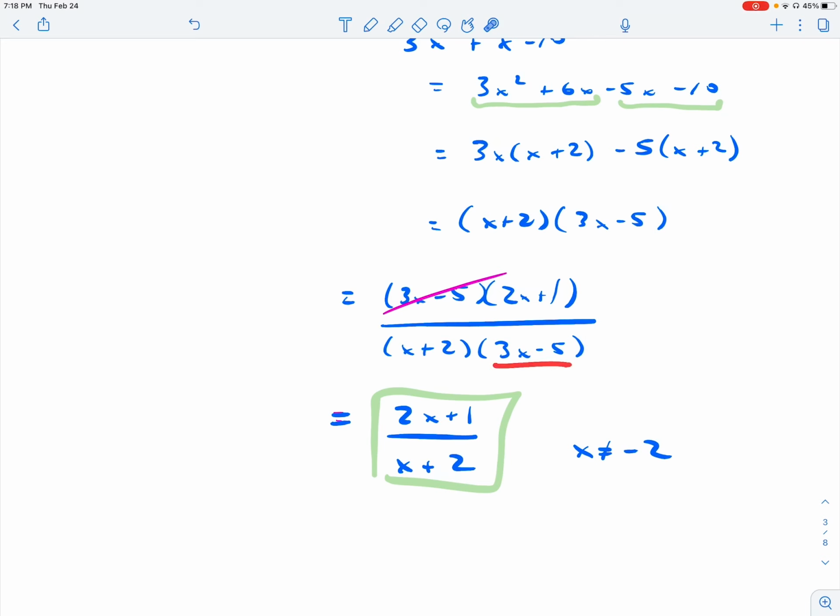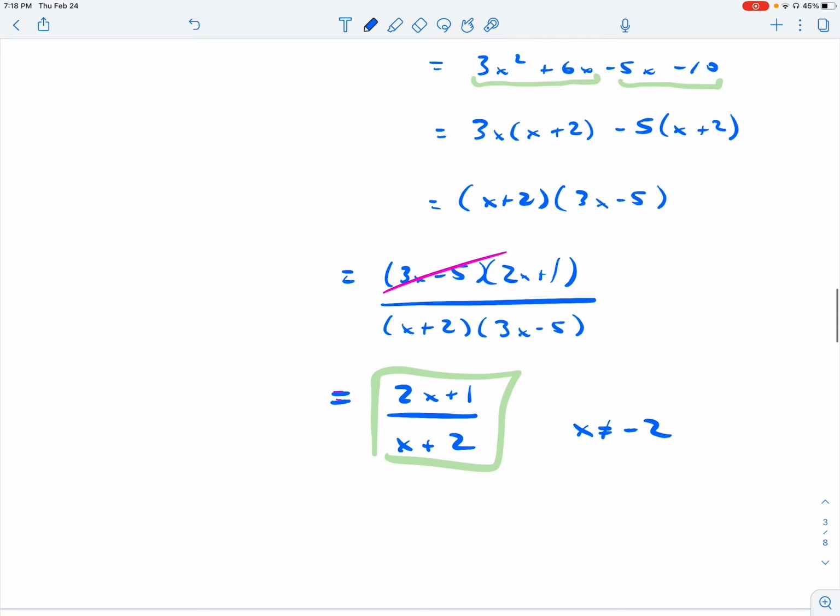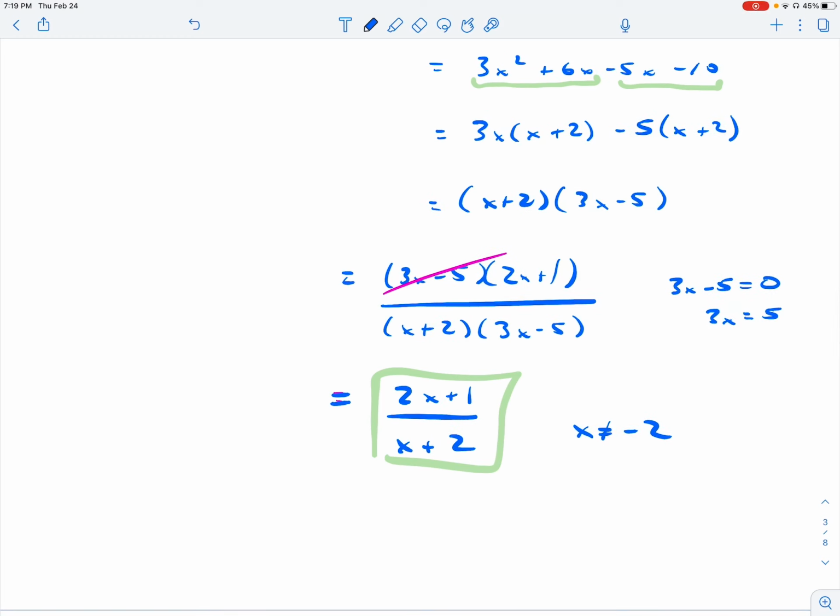So 3x minus 5, what makes that 0? Well, let's write it down. 3x minus 5, we'll set it equal to 0. Let's solve for x. So we'll add 5 to both sides. We get 3x equals 5. Divide both sides by 3. We get 5 over 3. So that means x can't be negative 2 or 5 over 3.